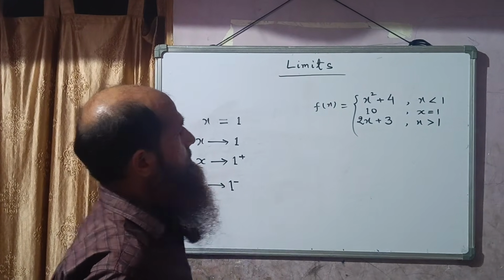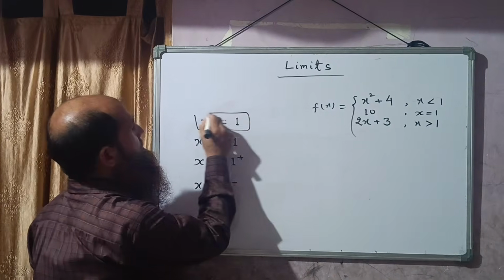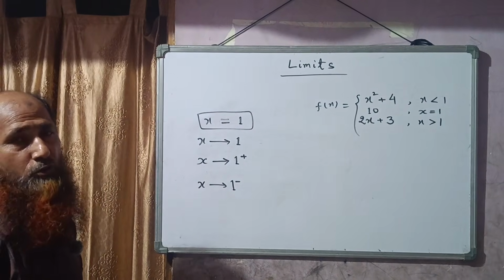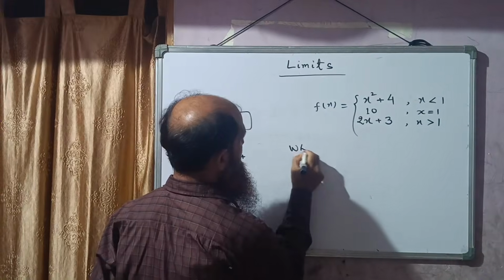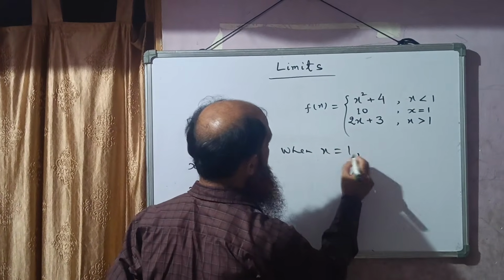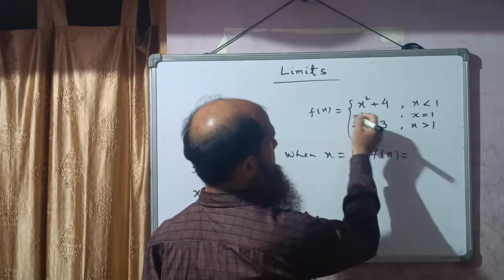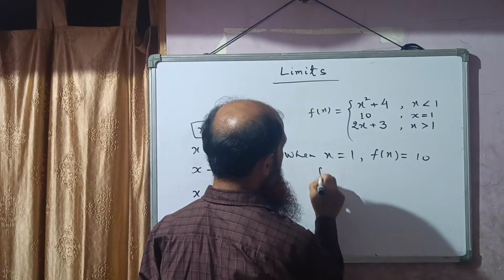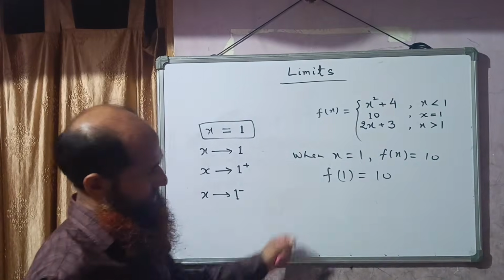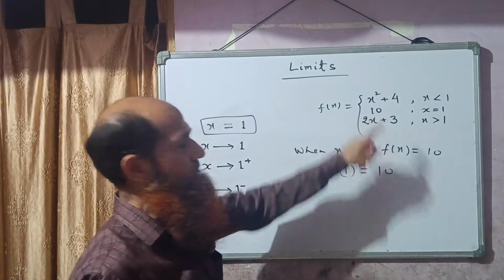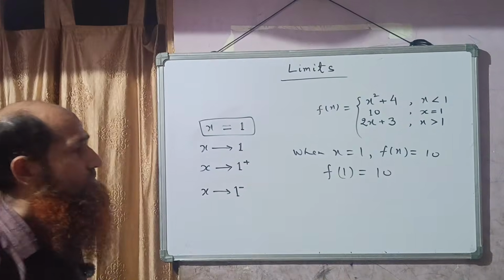Now when x is exactly equal to 1, what is the value of the function? That is called the functional value. So when x is equal to 1, what is the value of the function? When x equal to 1, f(x) is 10, meaning f of 1 is equal to 10. When x is exactly equal to 1, f(x) is 10. That is called the functional value.